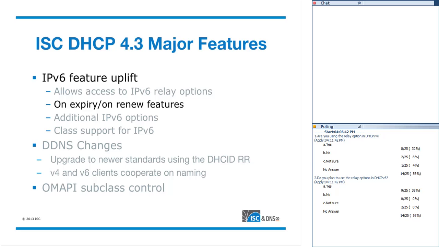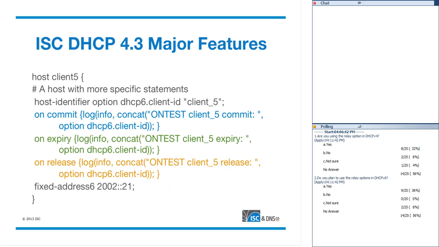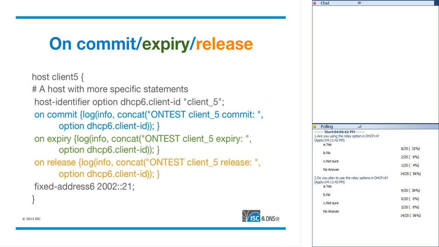So now we'll move on to on-expiry, on-renew, and actually on-commit features as well. This has been used in DHCP v4 for a while, and essentially what we find most often is that people are doing things at these particular events. Usually it is logging something. And so, Sean, if you would, walk us through what we would be able to do now based on this configuration snippet here. Again, on-commit, on-expiry, and on-release are the same as they are for v4. We've just expanded them to be able to be used with the v6.